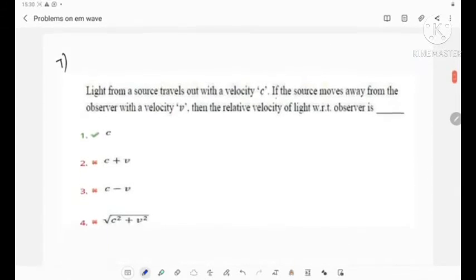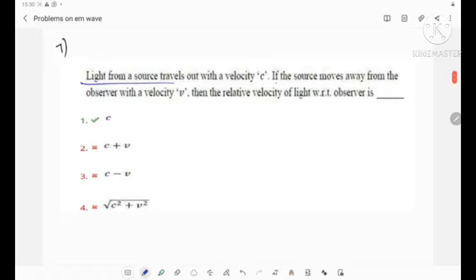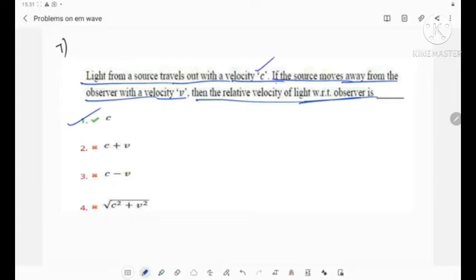The problem number 7. Light from a source travels out with a velocity c. If the source moves away from the observer with a velocity v, then the relative velocity of light with respect to the observer. See, here relative velocity of the source with respect to the observer does not change. It is the velocity of light only.